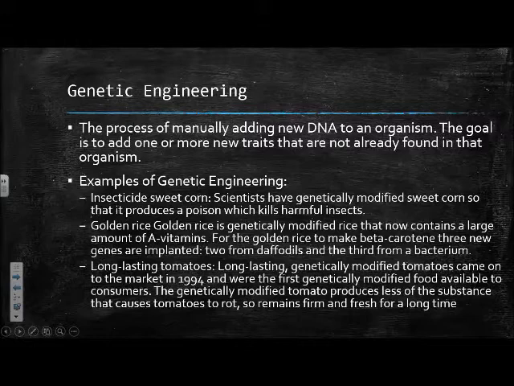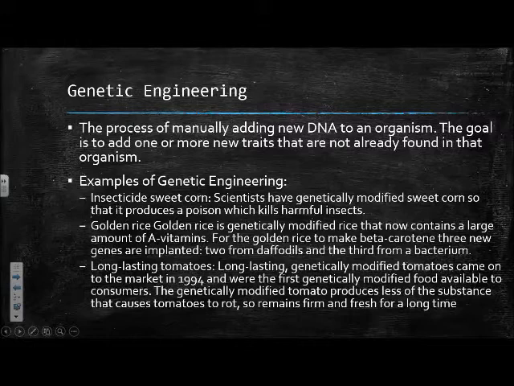Golden rice is a genetically modified rice that now contains large amounts of vitamin A. For the golden rice to make the beta carotene, 3 new genes were implanted, 2 from daffodils and a 3rd from bacterium. So golden rice would be eaten in places where they're not getting the vitamins they need, just to kind of up what they're eating.